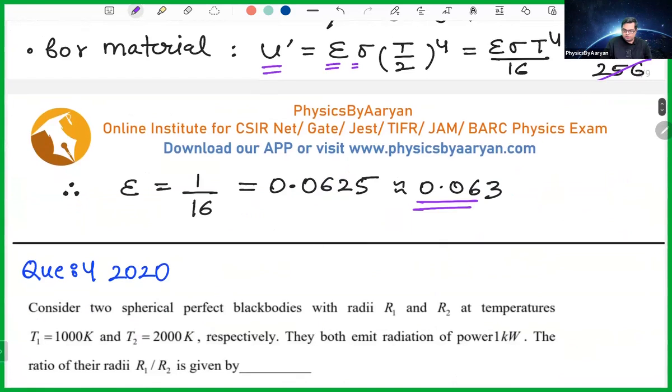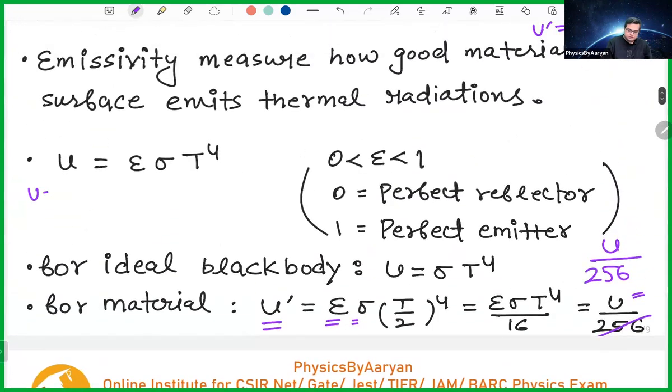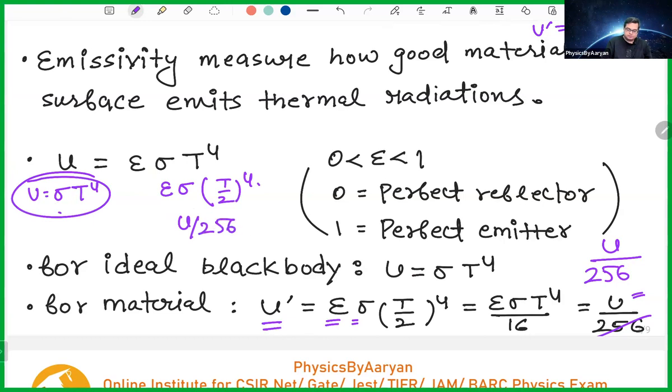Okay. So a very good comparison was given here. For the black body, U was sigma T to the power 4, and for the material, it was epsilon sigma, T by 2 to the power 4. This is equal to U by 256, because if this is U, then this is U by 256. So for the material, energy density is 256 times less. And the formula for energy density for any random material is not only sigma T to the power 4, but epsilon also has to be multiplied, because epsilon decides how good your body can emit radiations.